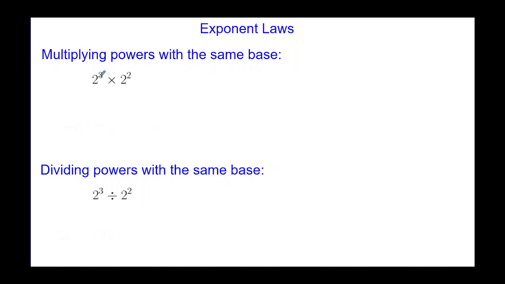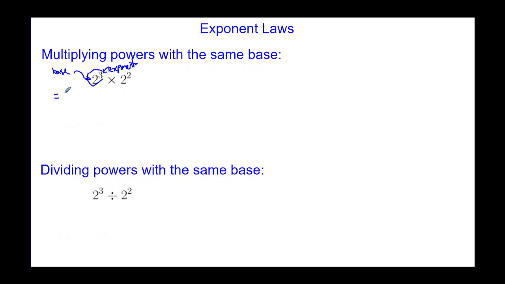So when we multiply powers with the same base, just a reminder, this whole thing here is called a power. The 2 is the base, and the 3 is called the exponent. And when we multiply these powers together, let's look at this the long way.